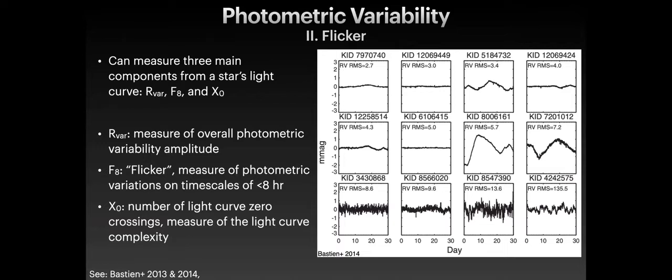And then there's the number of light curve zero crossings, which is a measure of the complexity of the light curve. This is somewhat similar to the number of Fourier components that are present in a light curve. Now, these parameters that were first described by Fabienne can be used to help determine both the star's surface gravity, but also the likely activity level even before RV spectra have been obtained. So they can be helpful in deciding which stars to pursue.